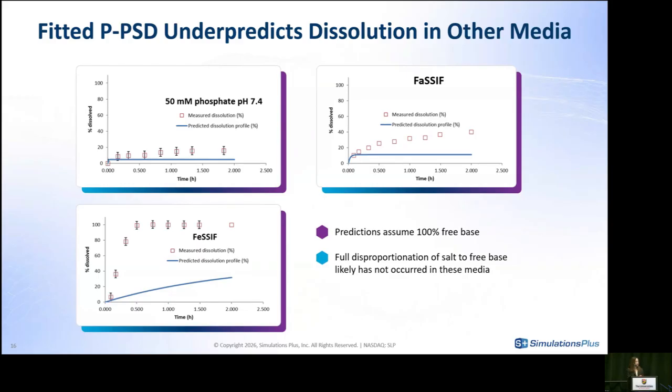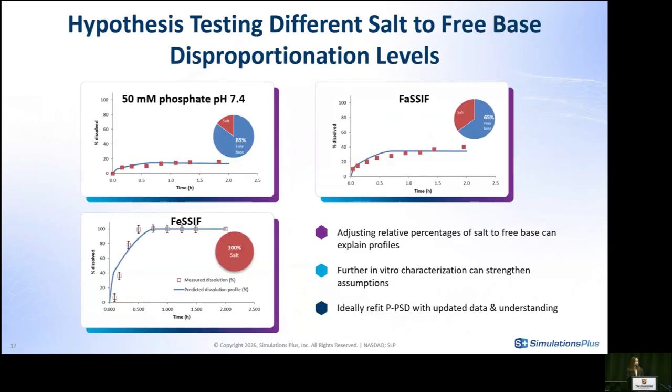So next, we did some hypothesis testing to see if different salt to free base disproportionation levels would be able to describe the data. You can see in pH 7.4 with no surfactant, assuming that the salt converted 85% to the free base, described the data well. In FaSSIF, a 65% conversion to free base worked well. And then in FeSSIF, assuming that there was no conversion or it remained completely as the salt, described the data. Of course, this is just hypothesis testing at this point.